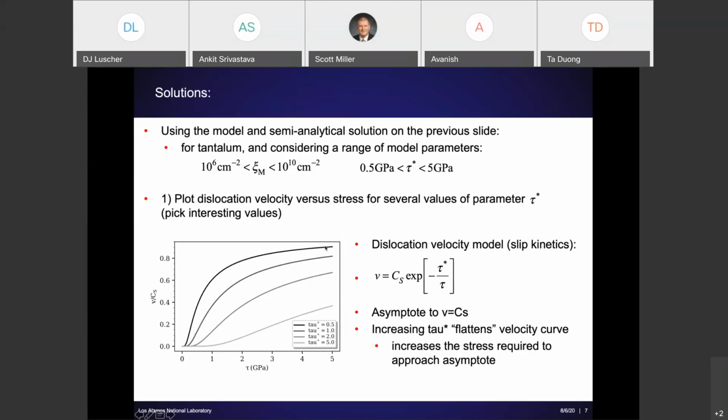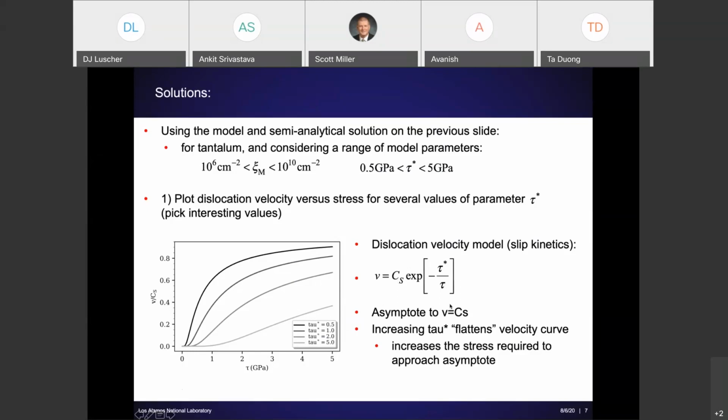So you could think of this as two regimes of behavior. And then as we increase the tau star parameter, we're flattening that curve, so we're essentially increasing the stress required to attain a certain dislocation velocity and to ultimately attain the maximal dislocation velocity. Of course, with an asymptote we're never going to get exactly that maximum velocity, but you can imagine we're just delaying our approach to that asymptote by increasing the tau star parameter.